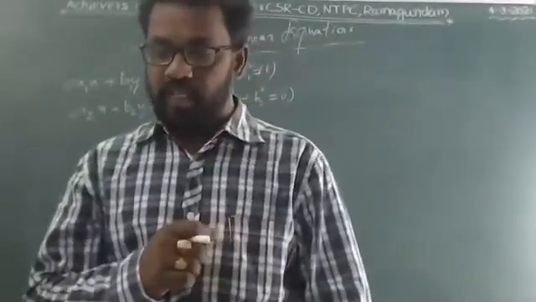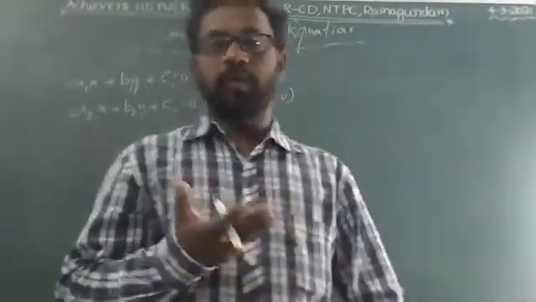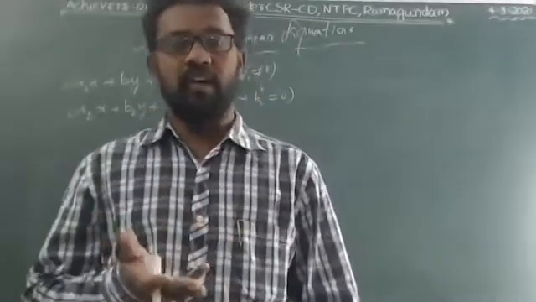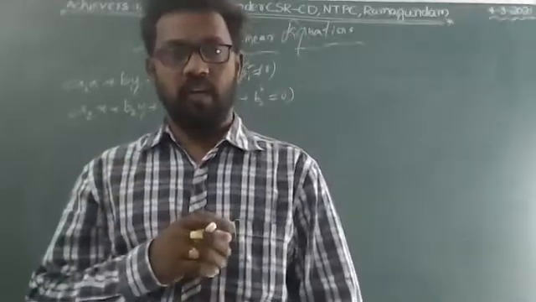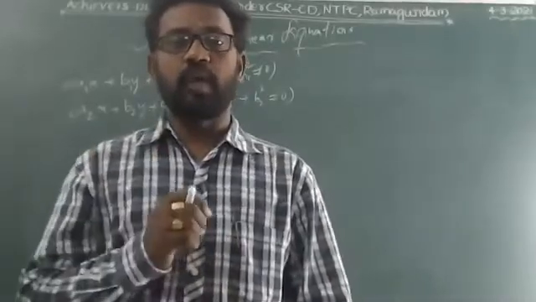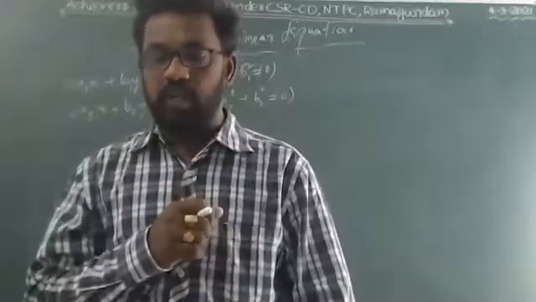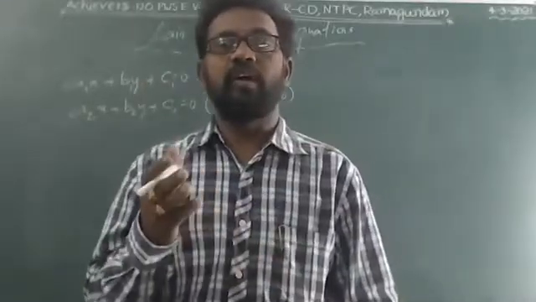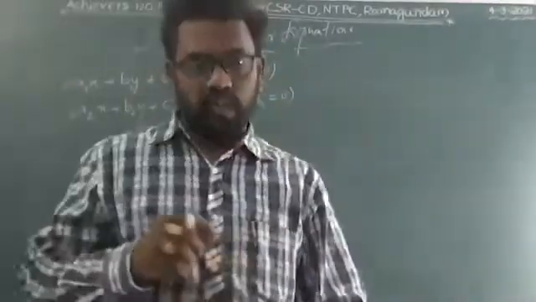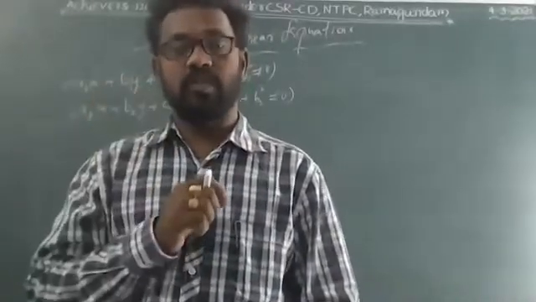Okay, now, where a1, b1, c1 and a2, b2, c2 are all real numbers. So where a1 square plus b1 square is not equal to 0, and also a2 square plus b2 square is not equal to 0, where a1, b1, c1 and a2, b2, c2 are the coefficients of x, y, and they are called real numbers.